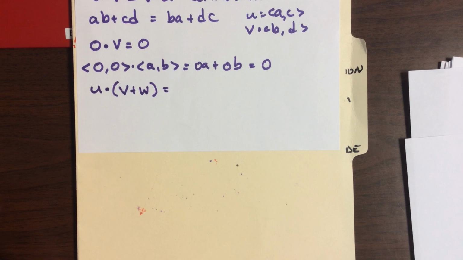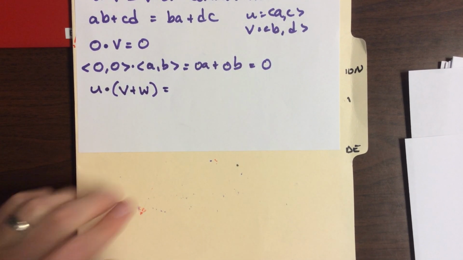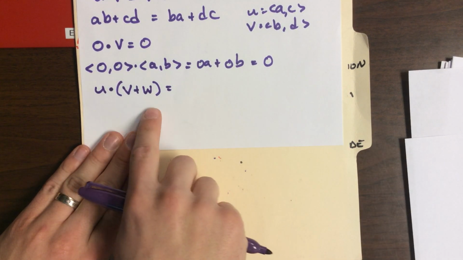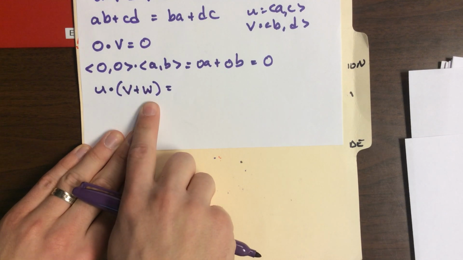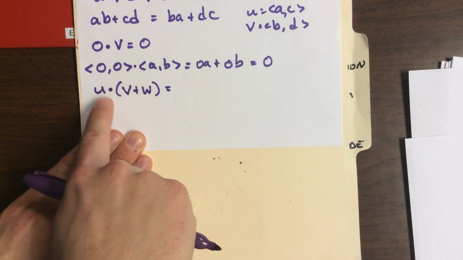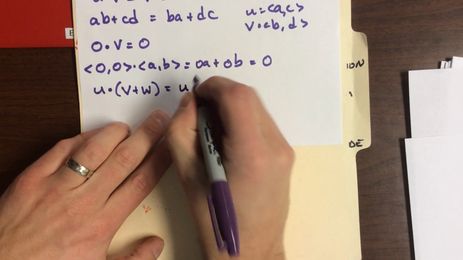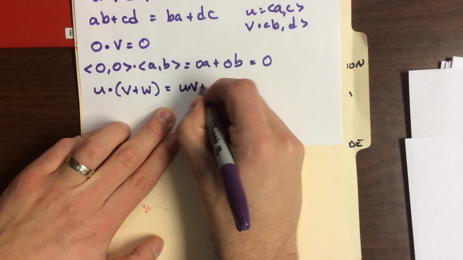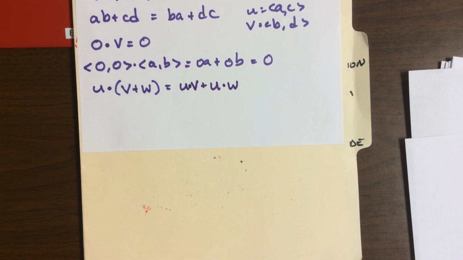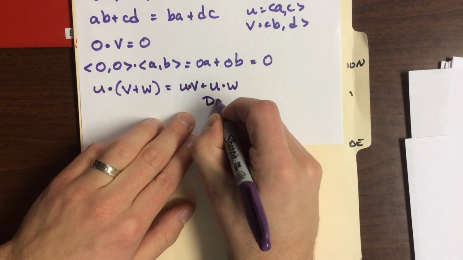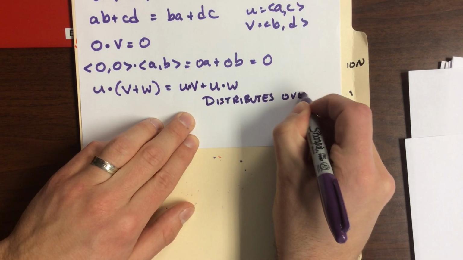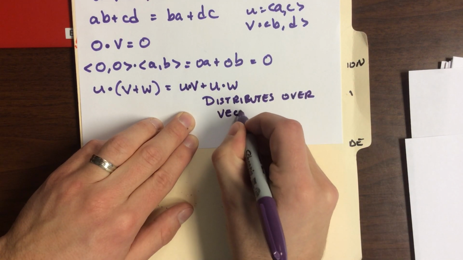U dot V plus W. What do we get if we add two vectors? That's the third vector. W is a third vector. If we take a vector and we add a vector, what do we get? You get a vector. We have a vector dotted with a vector. We're going to get U dot V plus U dot W. So is it like distributive? This is the distributive property. Dot product distributes over vector addition.